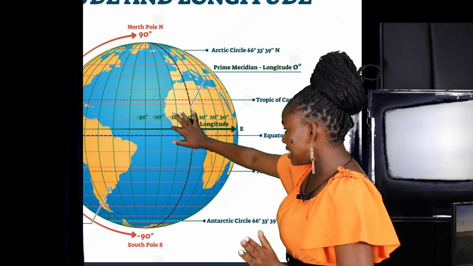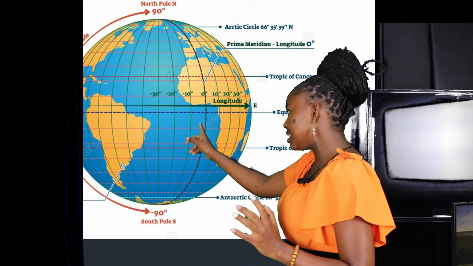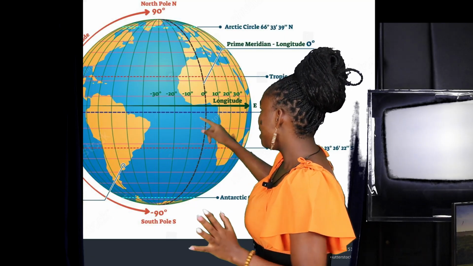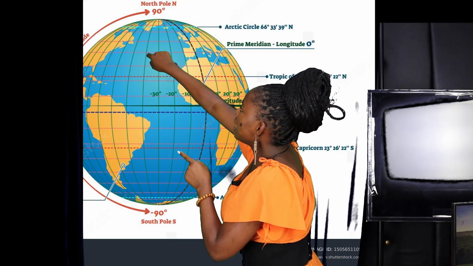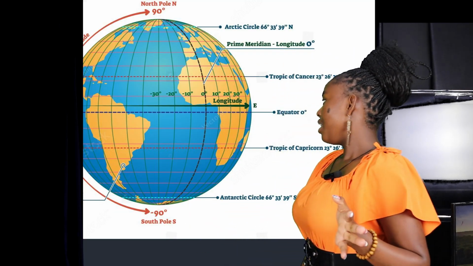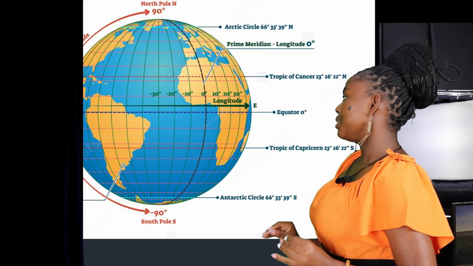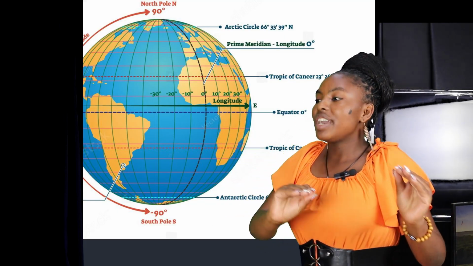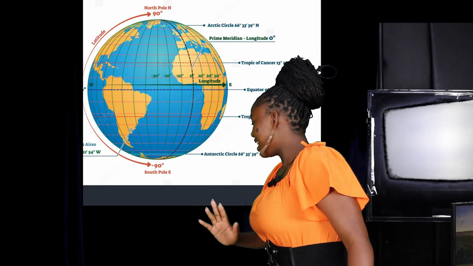So the climate here within the equator is very hot. And this climate is very different from people who are far away from the equator. This is the Tropic of Capricorn. This is the Tropic of Cancer. So people who are living nearer to the equator experience much hotter climates than people who are far away from the equator.